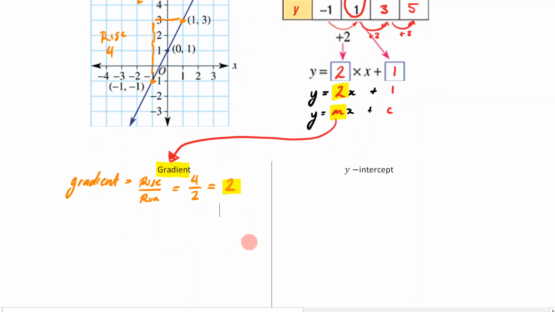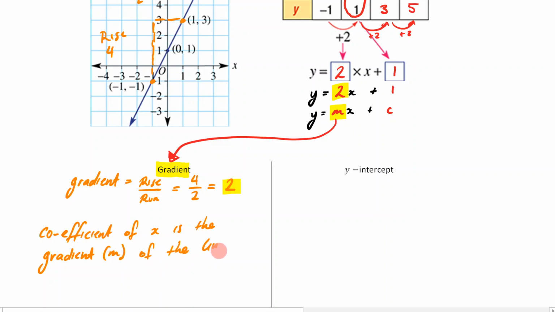So now we can summarize this really nicely. We can write the following, and I want you to write this down because this is the important part. And I'll write it in orange. The coefficient of x is the gradient, and I'm going to put an m in brackets there, of the line. There it is. The coefficient of x is the gradient m of the line. That's the important thing. My m is my gradient.